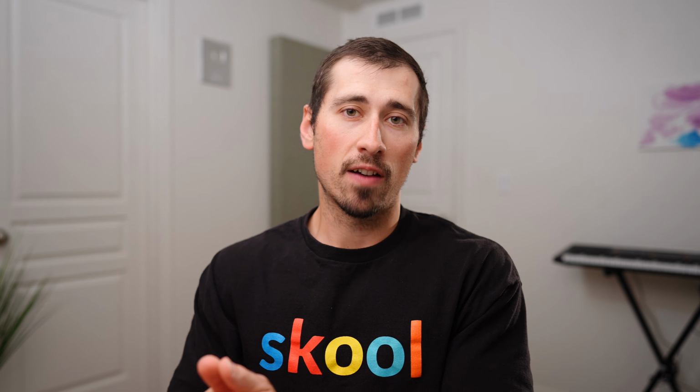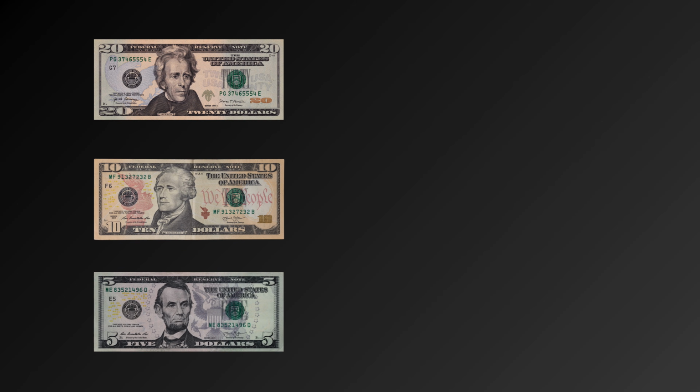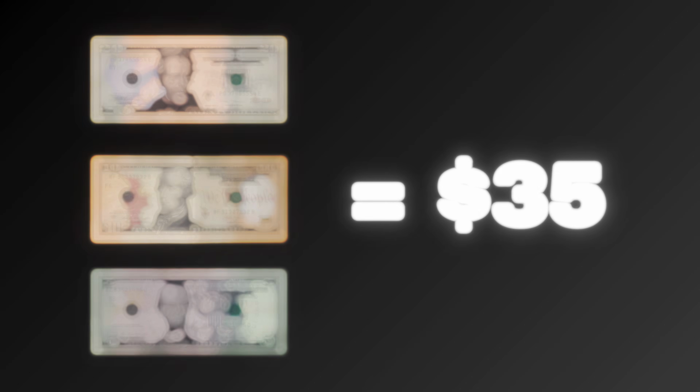Bitcoin uses something called a UTXO, or Unspent Transaction Output accounting system, and don't let the fancy name scare you. It's actually really simple. The best way to explain this is using bills in your wallet. So let's say you have $35 in your wallet. You don't have a $35 bill, that doesn't exist. What you have is a $20 bill, a $10 bill, and a $5 bill, and they're all their own bills. Bitcoin works the same way.